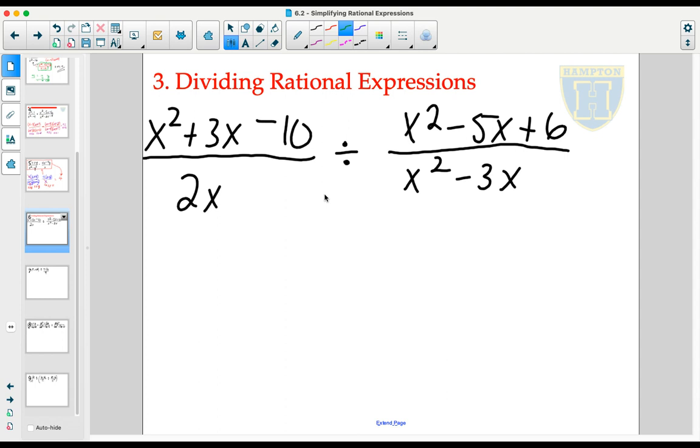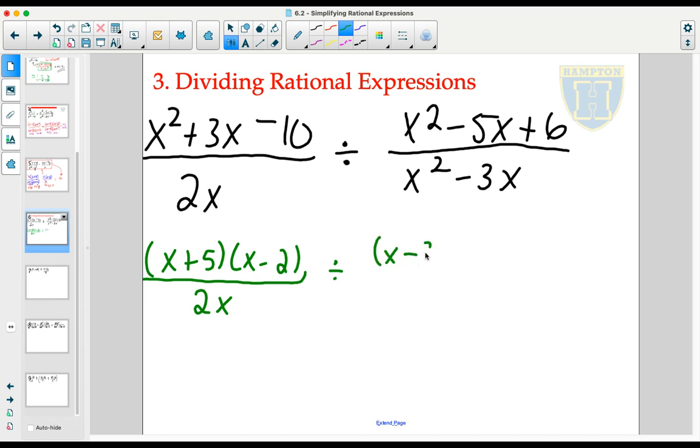Now, with these rational expressions, we have the extra consideration of those restricted values of x that don't fall into the domain of this particular expression, what we're allowed to use as inputs. So if we go through the factorization right from the beginning, we should see that our numerator of the first fraction will factor as x plus 5 and x minus 2. Our denominator is just a monomial, so we'll keep it the same. At this point, we're still in division, and we're going to factor again the numerator of the second fraction and the denominator of the second fraction.